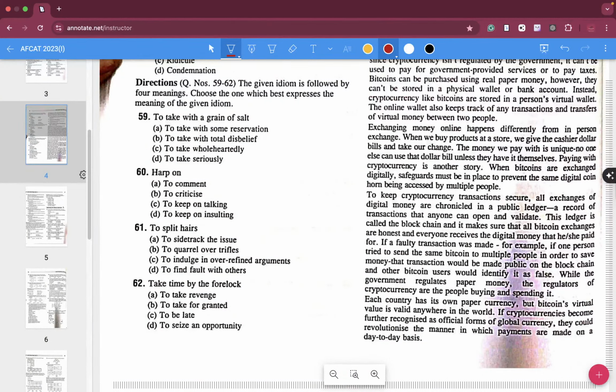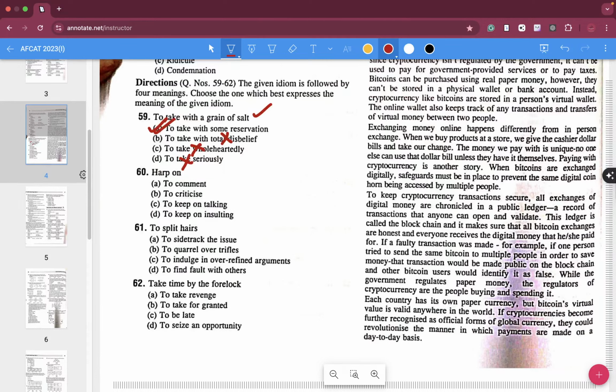To take with a grain of salt, right? To take with a grain of salt means to take with some reservation, which is absolutely the correct one. Not total disbelief, you are believing that, but you are believing with a pinch of salt. To take wholeheartedly, no, absolutely no. To take it seriously, no, not.